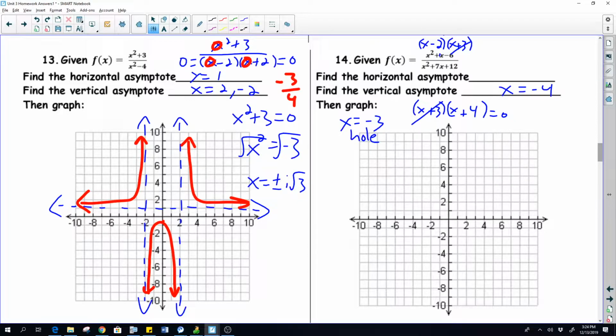And then on the top, we have x minus 2. Set that equal to 0, and we get a positive 2. So we have a horizontal asymptote at 2. And then we have a vertical asymptote at negative 4. So negative 4 vertical. Cool. Now we want to graph this, so we need an intercept. So where's our intercept? Well, to find the x equal to 0, remember that it's right.